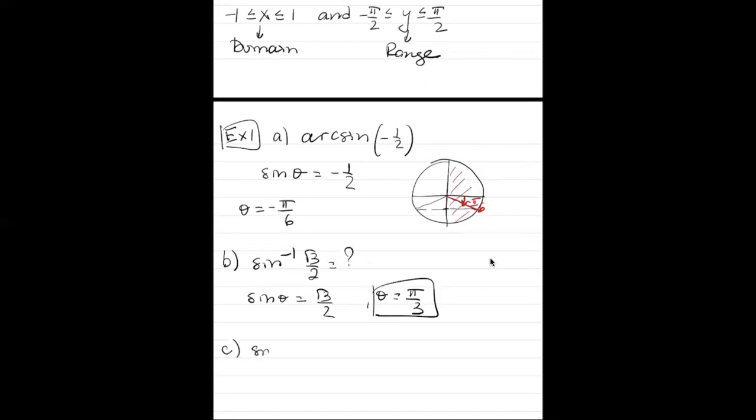C, what is the inverse sine of 2? In other words, we're asking sine of what angle is 2? Well, that's not possible, because we recall that sine of an angle is always a number between negative 1 and 1. So this has no answer, or not possible.